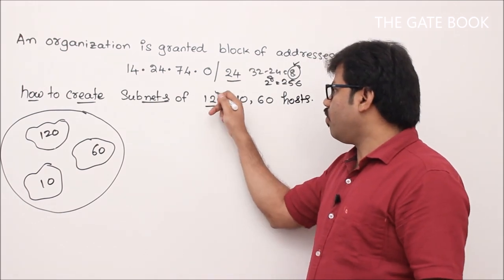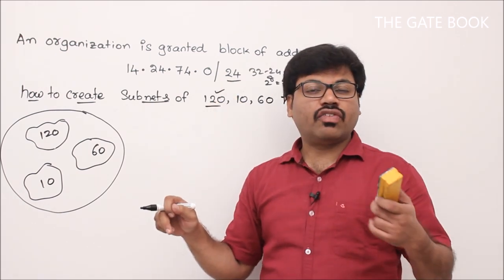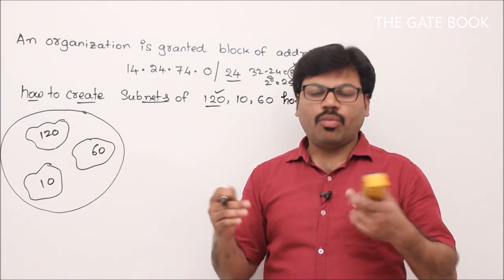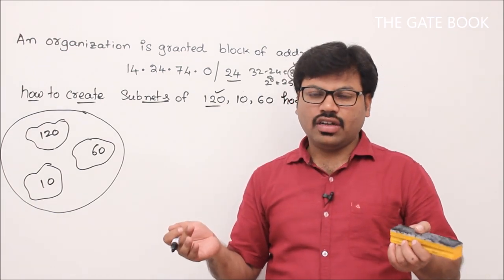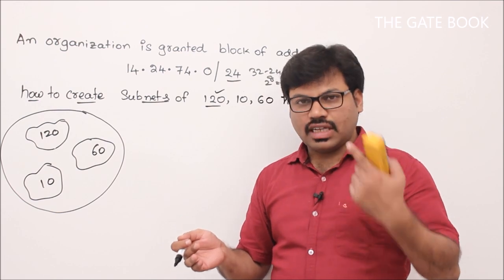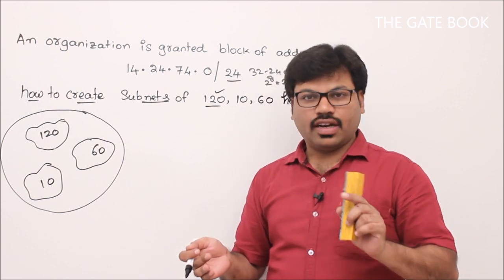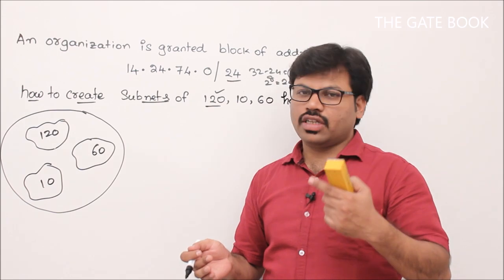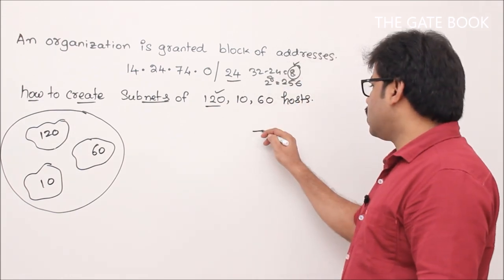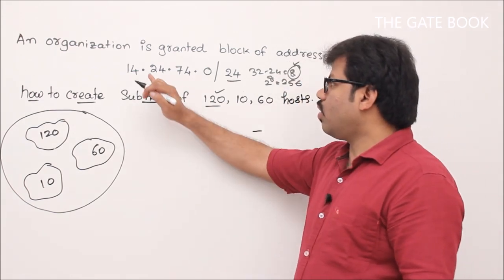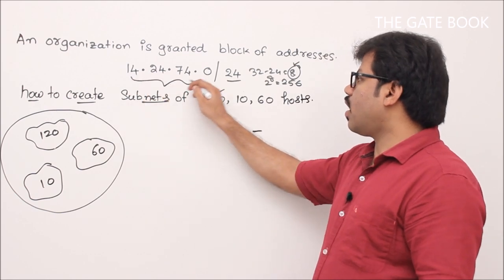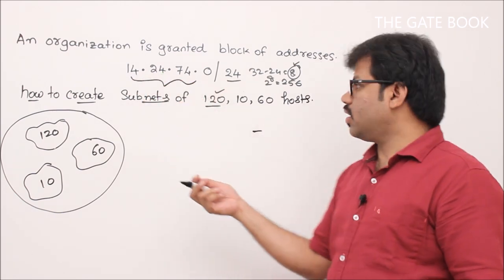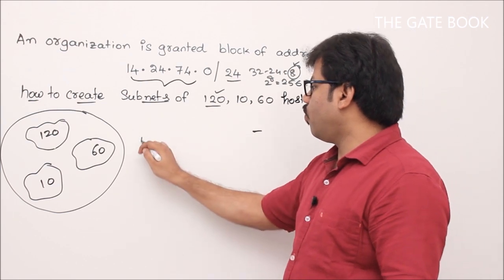To have a subnet of 120, how many bits are required for the host part? Because how many addresses are required? 120, right? So using 7 bits, we can generate 128 addresses, correct? That's why the host part is going to be 7 bits, the last 7 bits. And one more thing, according to our authorities, we can't touch the network part. We never touch it.